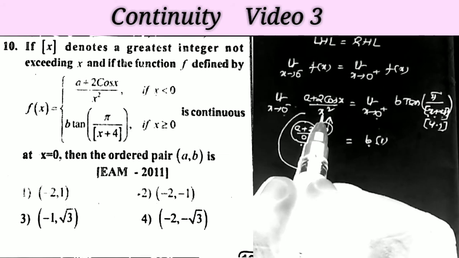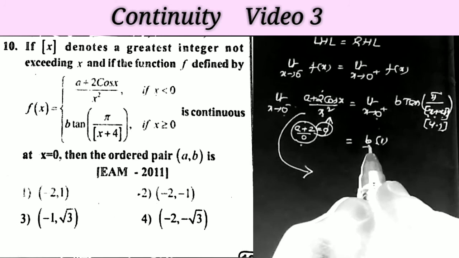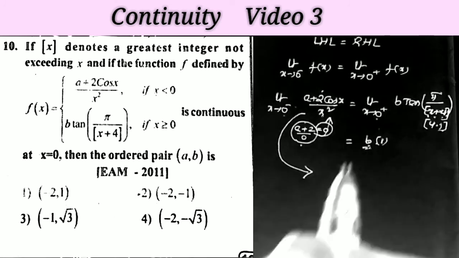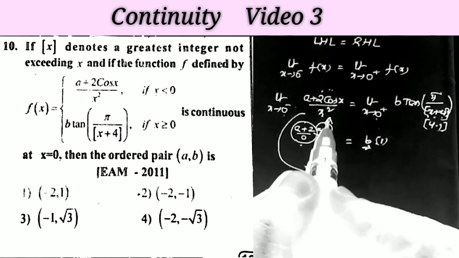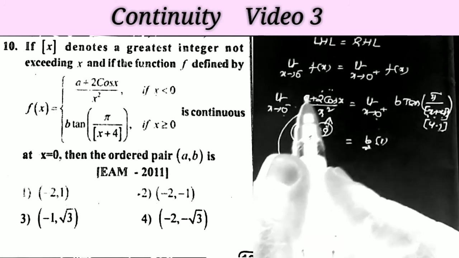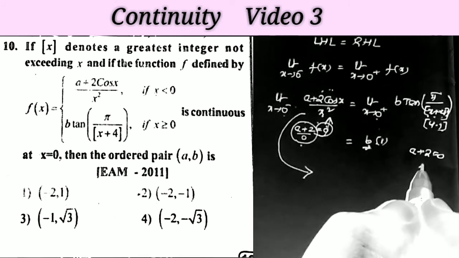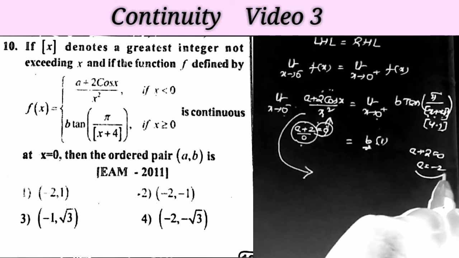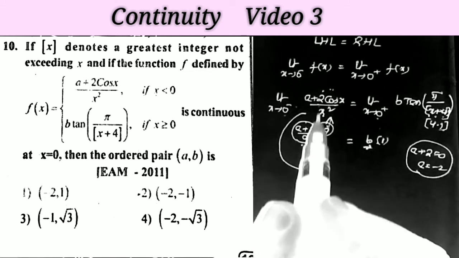Here denominator is equal to 0 means the numerator must be equal to 0. Why? Because it is the finite value. Since it is the finite value, either both values are finite or both values are equal to 0. One value is equal to 0 means automatically second value becomes 0. That is, a plus 2 is equal to 0 means the value of a is equal to minus 2. Okay, this is a value and coming to b value. So this is 0 by 0 form.